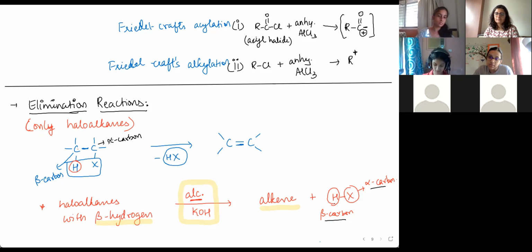Where is the carbon in HX? So this is from the beta carbon. This is the hydrogen. It's not a random hydrogen that comes from somewhere else. This is from the beta carbon, and the X is from the alpha carbon. So if X is here, don't think that hydrogen will be from the same carbon. It is always from the adjacent carbon. That's important to know.